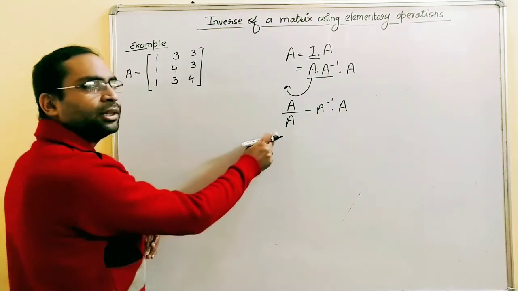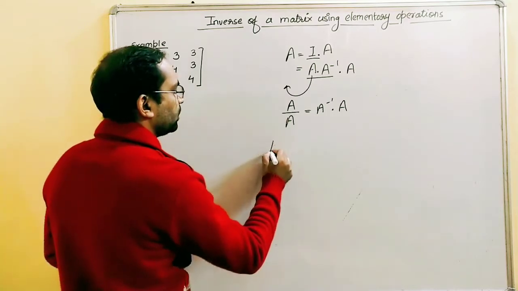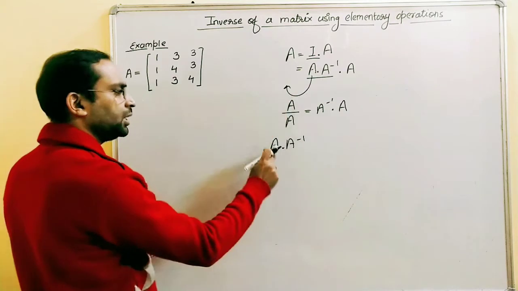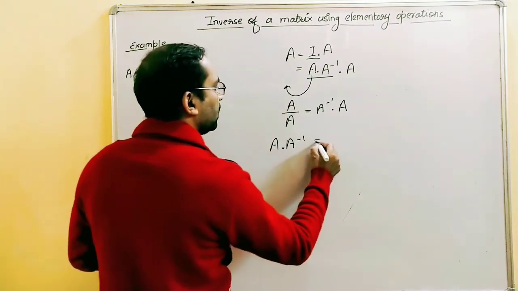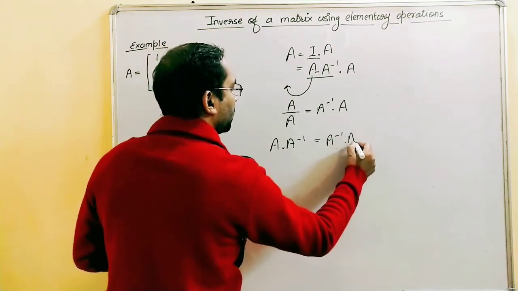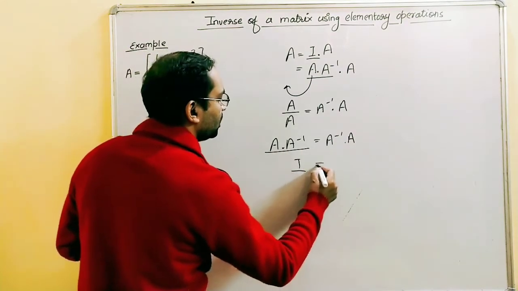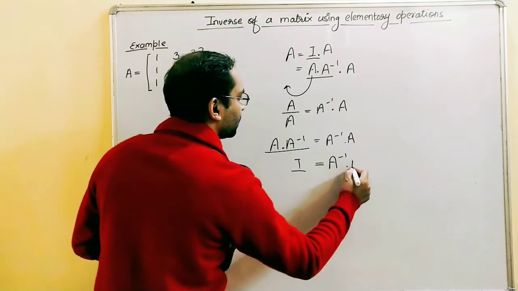This is identity matrix. How? So this is A dot A inverse. When I take this A upside, this will be A dot A inverse, and this is A inverse dot A. This A dot A inverse can also be converted back to identity matrix.